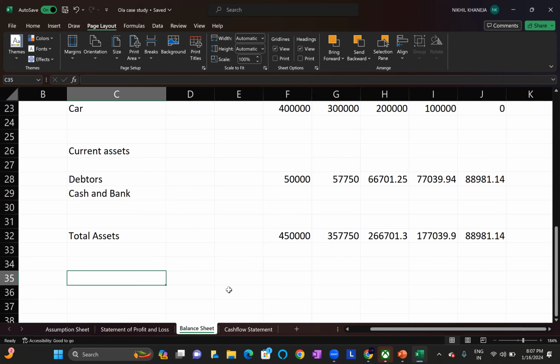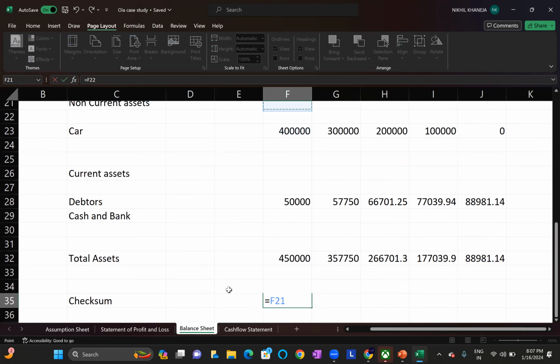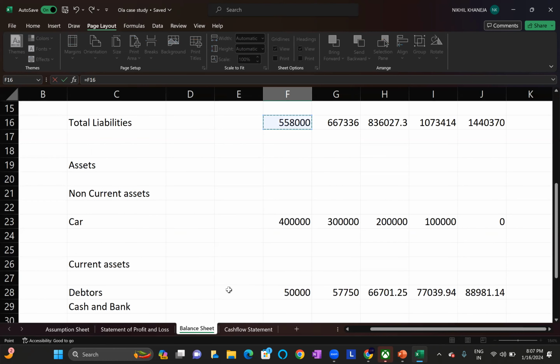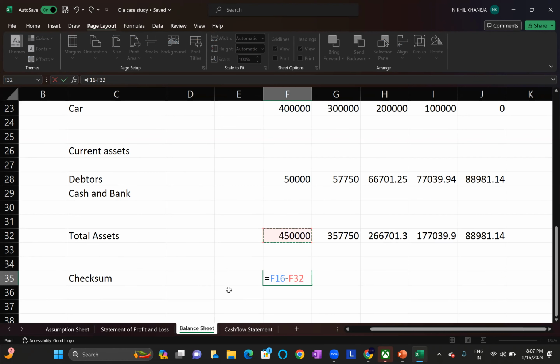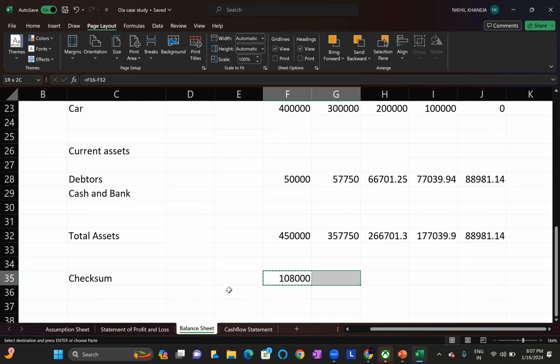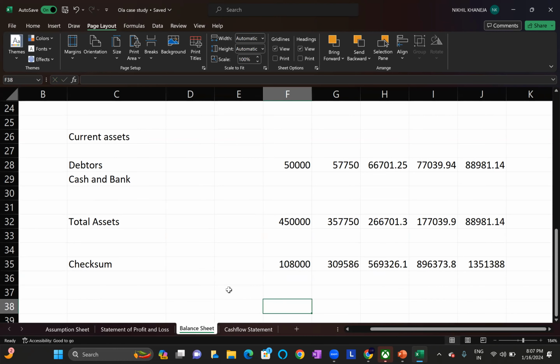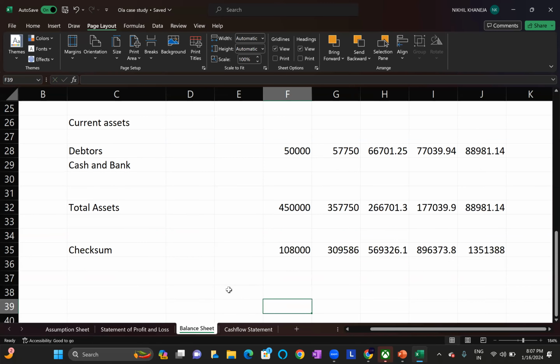from the cash flow statement. So I am creating one checksum here, just matching the assets and liabilities so that we will be getting differences between assets and liabilities. Presently we have differences in assets and liabilities. These are the differences. But once we have the cash and bank amounts, this balance will get matched and there will be zero difference in the checksum cells. Now I'll be moving to the cash flow statement.